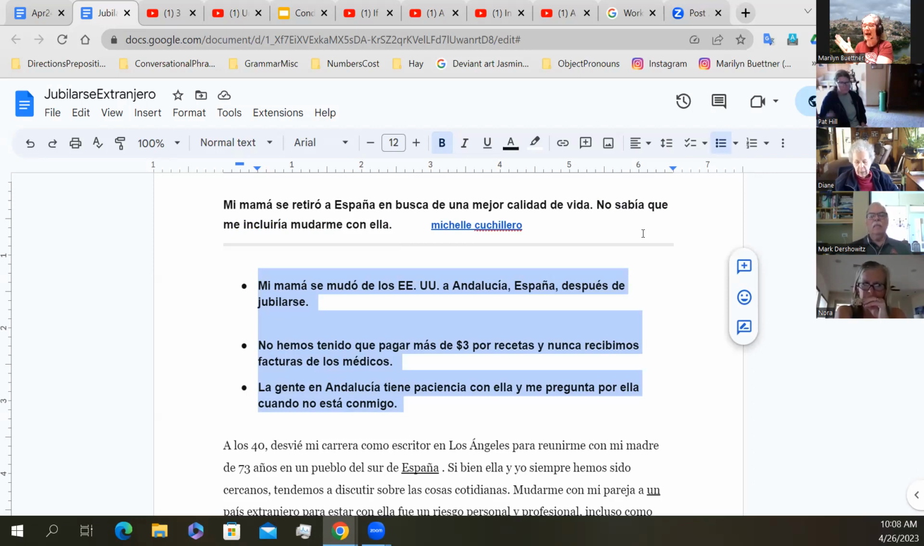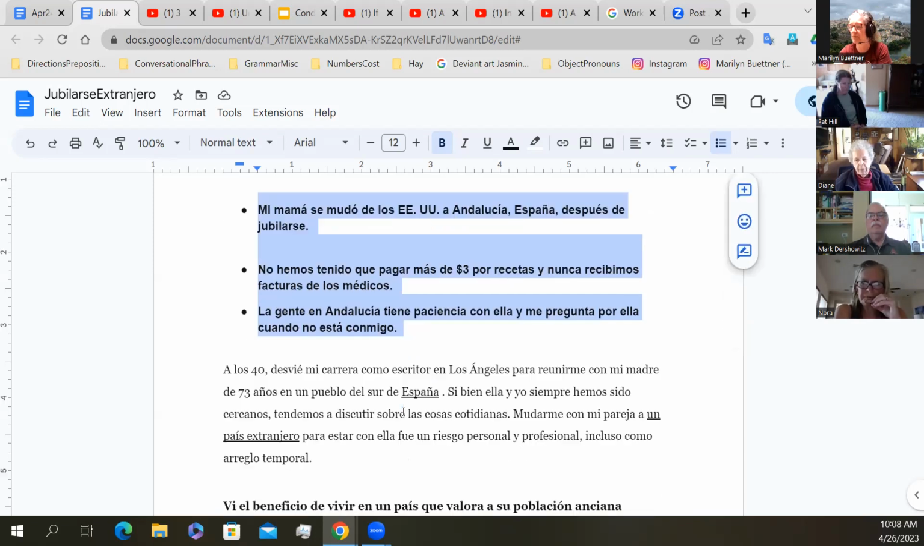No hemos tenido que pagar más de $3 por recetas. Recetas aquí son prescriptions. Es posible que usamos receta para recipe, pero aquí receta no es recipe, es prescriptions. We haven't had to pay more than $3 for prescriptions. Y nunca recibimos facturas de los médicos. We never get bills from doctors.